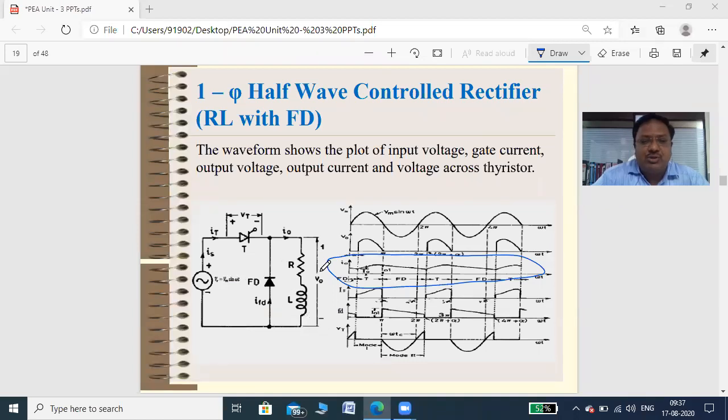So the freewheeling diode is used so that during the negative half cycle, the SCR turns off automatically, but the load current remains on, and that's why the freewheeling diode is connected in parallel to the load.